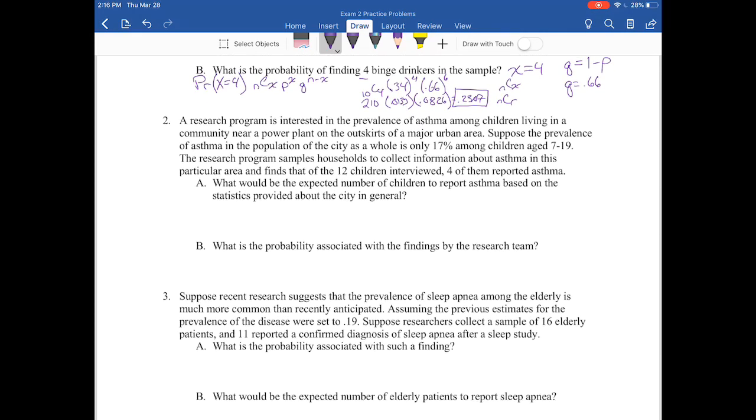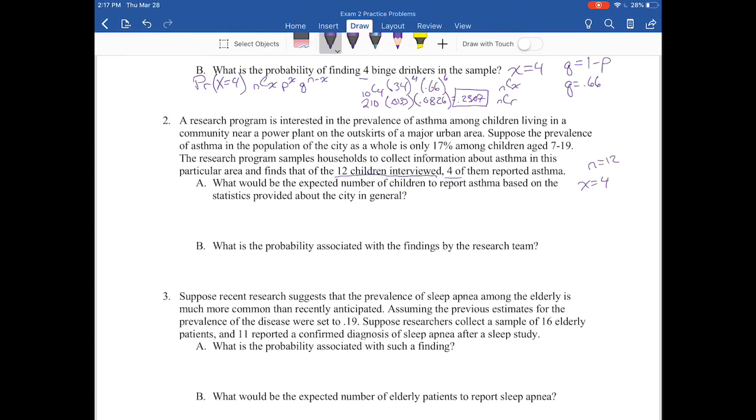Moving on to number 2, like I said, it's another binomial distribution. This one we're looking at the prevalence of asthma in children. So either they have asthma or they don't. The tricky part I've seen from some students is this: we have a sample of 12 children who were interviewed, so these 12 children are our sample, and n is 12. Out of those 12 children, 4 reported having asthma, so x is 4 here because that's how many we had.